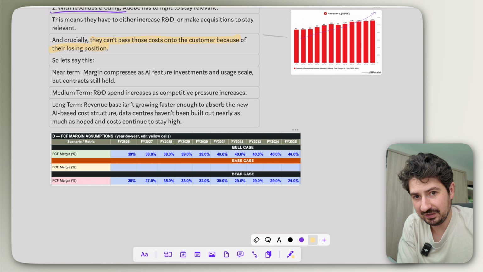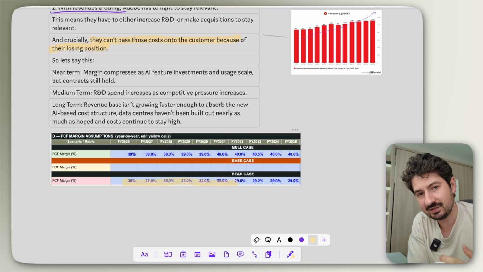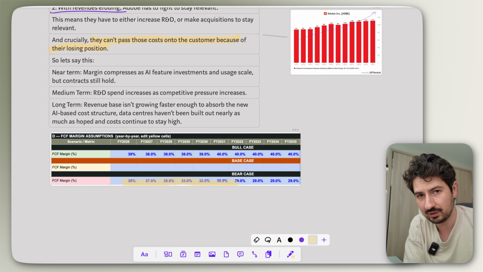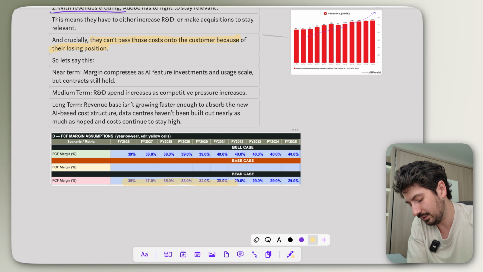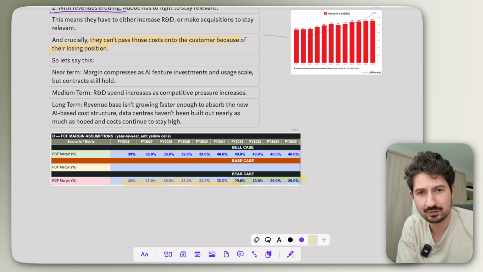So here's what we're going to say. Over the next 5 or so years, Adobe is going to have a pretty steep decline in their free cash flow margin because of those increased costs and the inability to pass those costs on. But then out into the end of the decade, it's going to just stabilize at a lower rate as those compute costs sort of stabilize and we settle into what the new industry looks like.